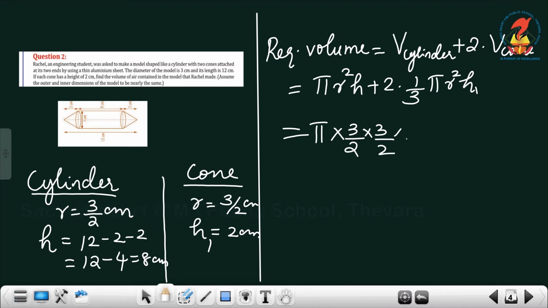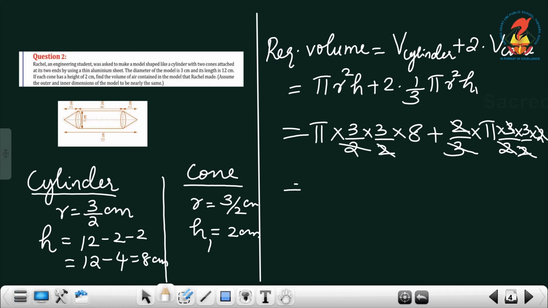Into 3 by 2 into, what is the height? 8 plus 2 by 3 into pi into 3 by 2 into 3 by 2 into 2. 2 is the height. So, we can cancel some. Here we cannot cancel.